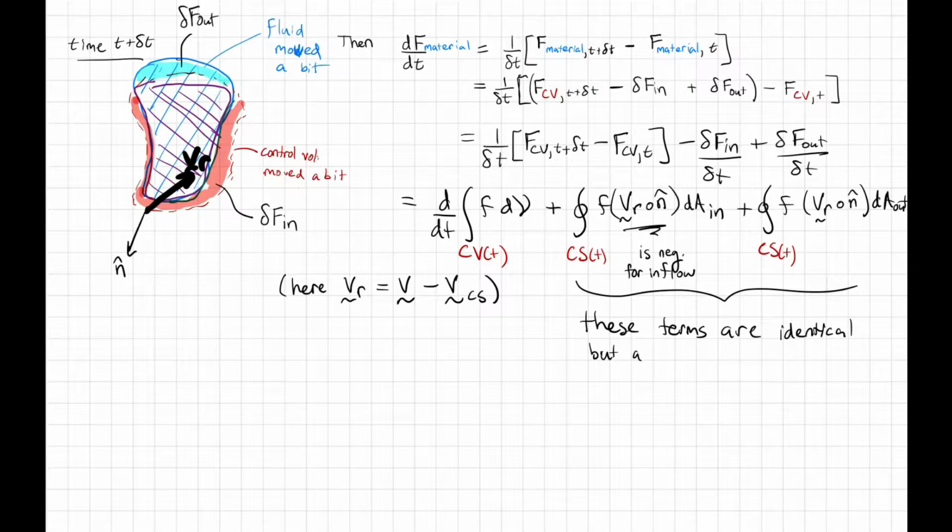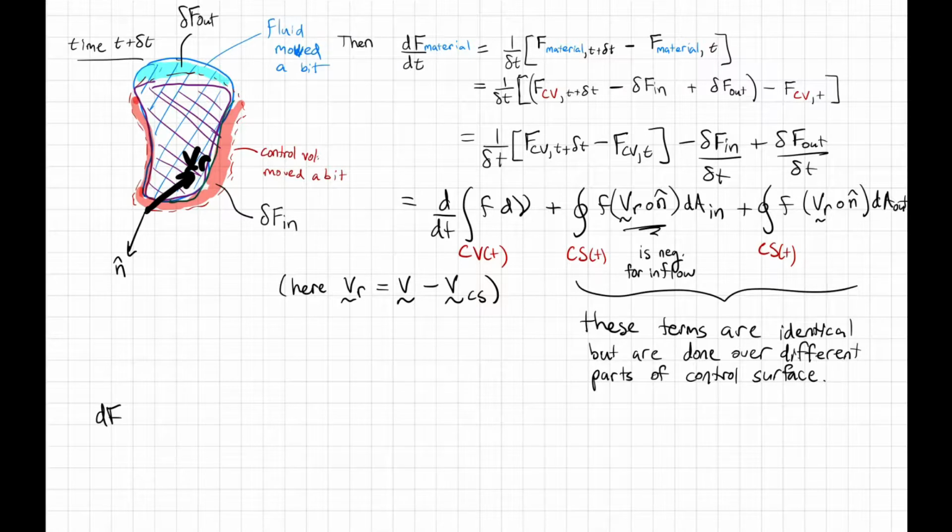And I wrote it a little bit late on this document, but just to be clear, v sub r is the relative speed, or the relative velocity between the fluid, so that's v, relative to the control surface. So it's v minus v sub cs. That is the definition of the relative velocity.